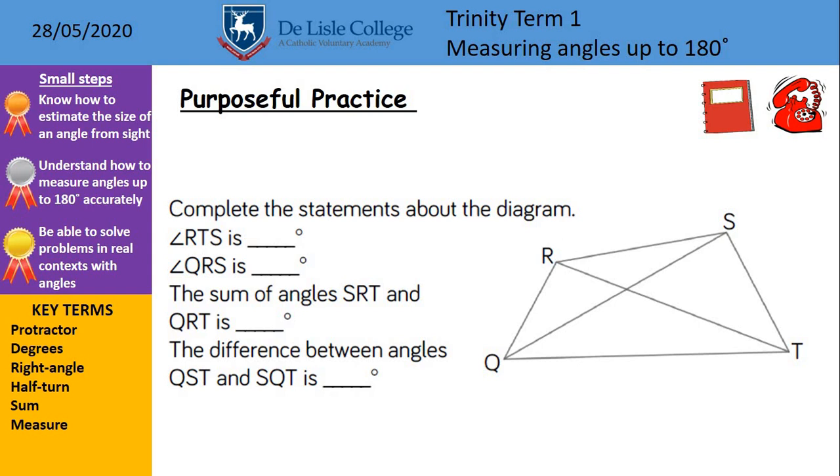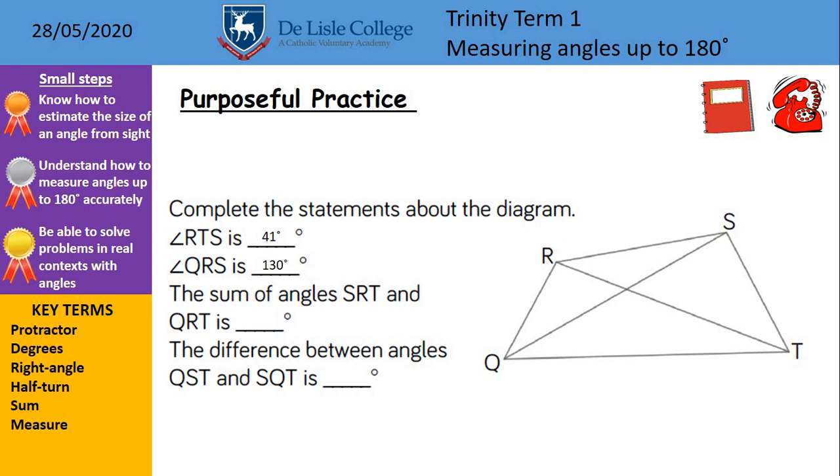So this one, RTS. We're looking at the bottom right-hand side there. We get 41 degrees. QRS is 130 degrees, because that is the whole angle there at R. On the RTS, we are cutting that off as it's part of the triangle. The QRS is part of the full quadrilateral there. The sum of angles SRT and QRT.